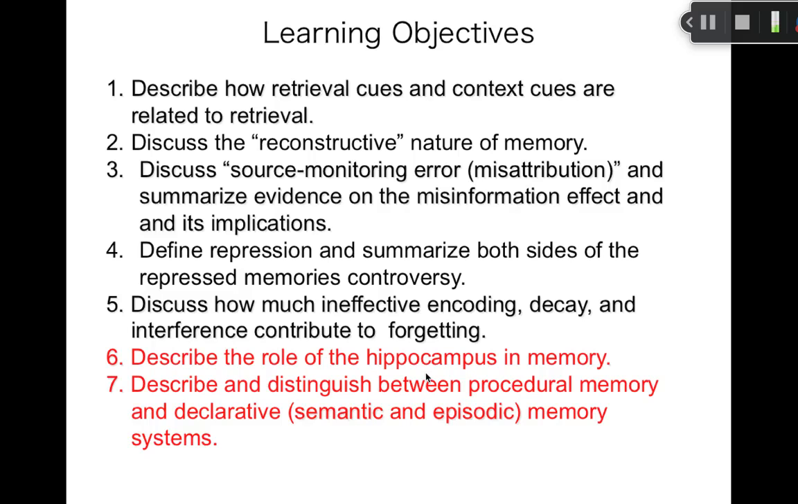All right, so here are the learning objectives. Take a look at these. Notice that there's red font objectives. That means you're going to have to get into the text and read about the role of the hippocampus. And also read about procedural memory and declarative memory. That is, declarative is concerning semantic and episodic memory. So read about those because you can expect quiz and test questions from that material, but we just didn't cover it in the lecture.